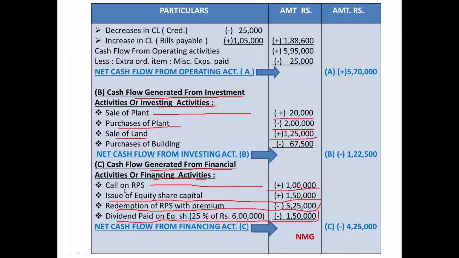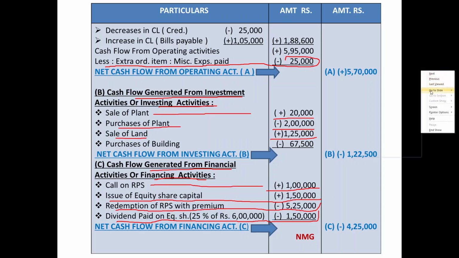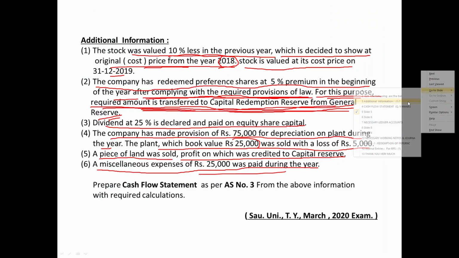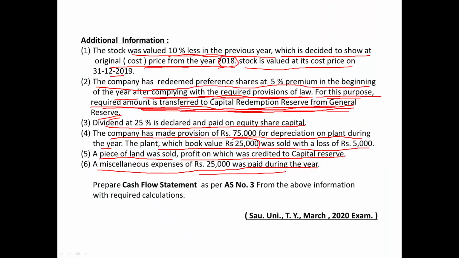Then paid 25,000 in the current year under the first title, but after deciding cash flow from operating activities, this would be the last and separate reporting. Extraordinary items, miscellaneous expenses paid minus 25,000. Additional information got over. 6 points were there and we completed all the 6 points.